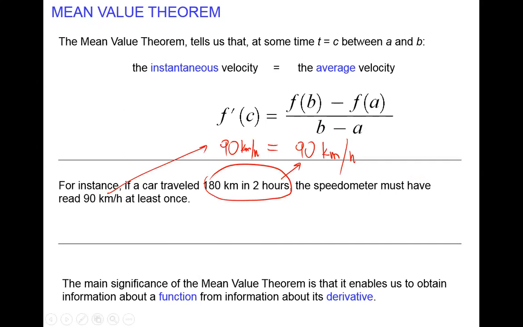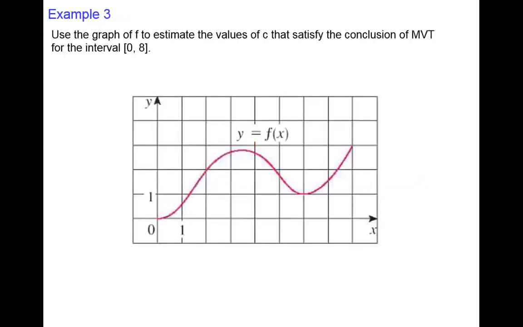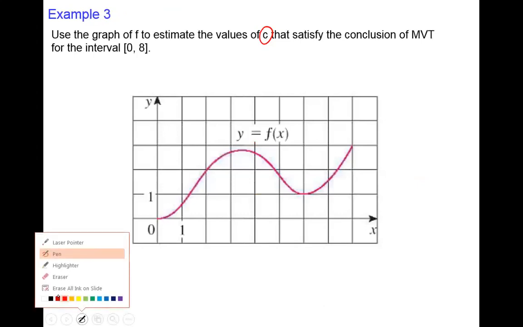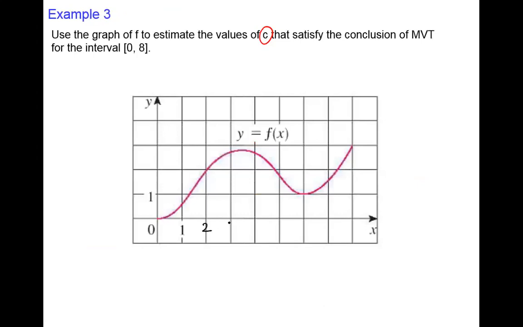Okay, and I do have a few questions. Let's do the first one. We have the graph, and we have to use this graph to estimate the value of C. We know what C means. C is the point that satisfies the conclusion of the mean value theorem, just from the interval from 0 to 8. Let me label properly 2, 3, 4, 5, 6, 7, and 8.